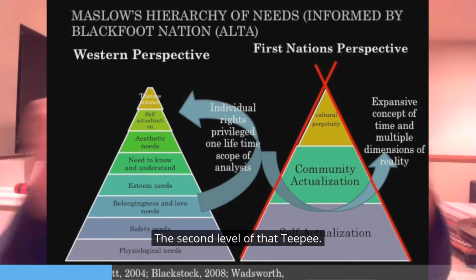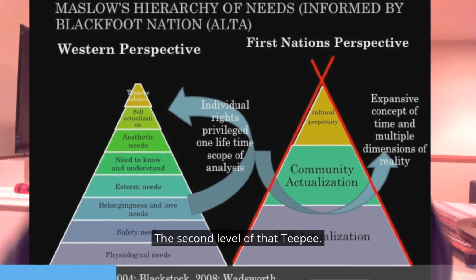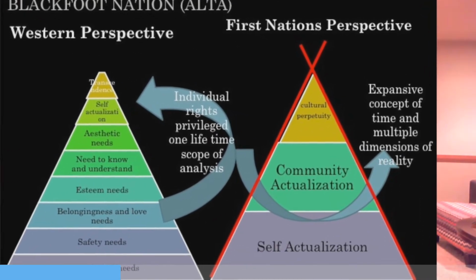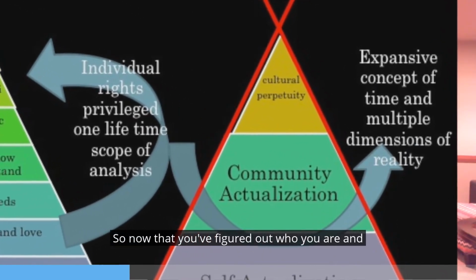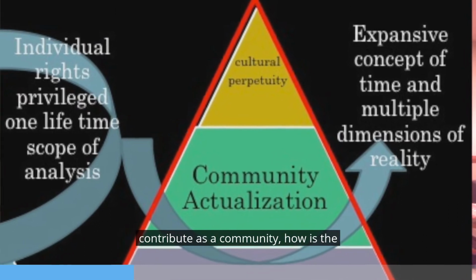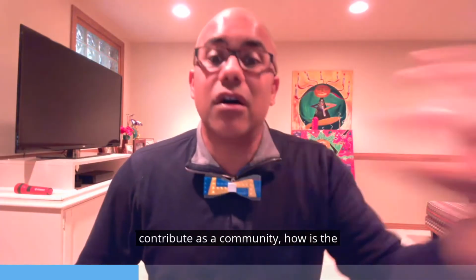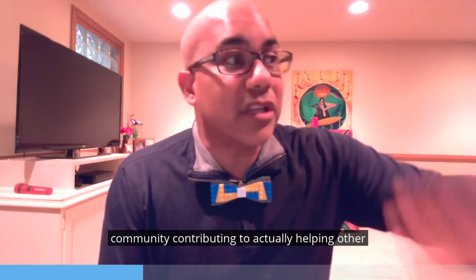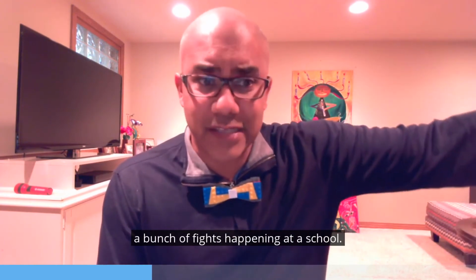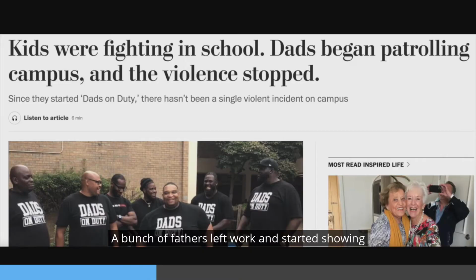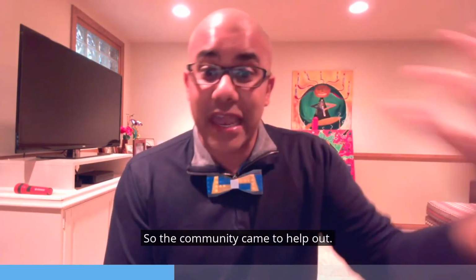The second level of that pyramid was community actualization. So now that you figured out who you are and how you want to contribute, how do you want to contribute as a community? How is the community contributing to actually help other people out? A great example of this is recently there were a bunch of fights happening at schools. A bunch of fathers left work and started showing up at the school as a way to address all this. So the community came to help out.